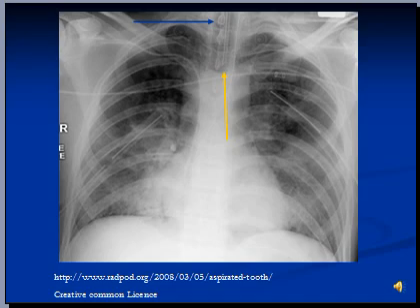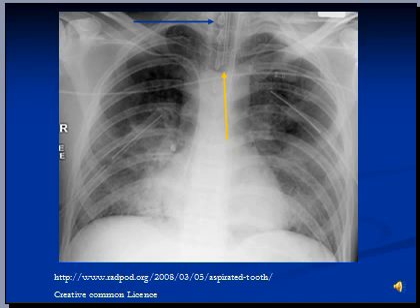A blue arrow indicates a spinous process of the first thoracic vertebra. We know it is first thoracic vertebra as the first rib is attached to it. If you count the spinous processes, the tip of the endotracheal tube is at the level of third thoracic vertebra.